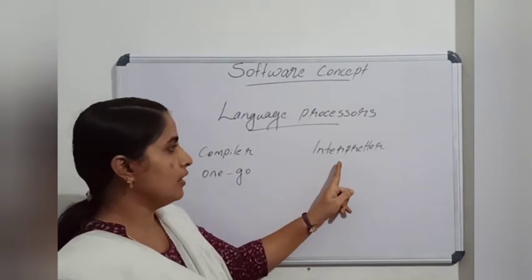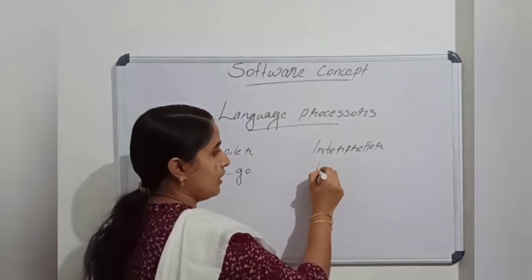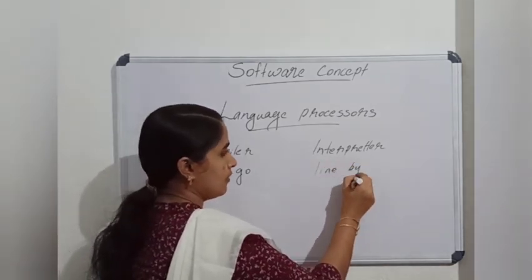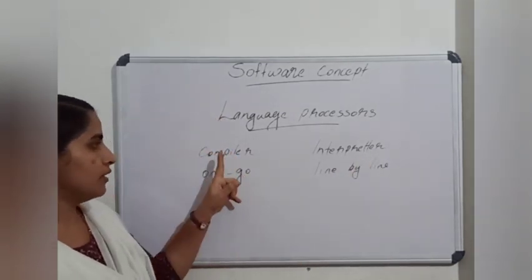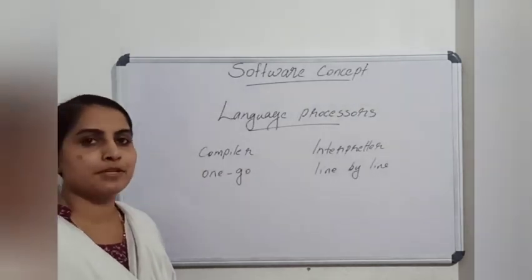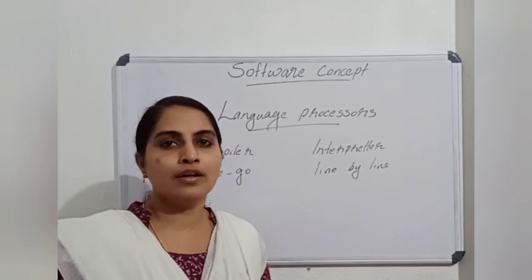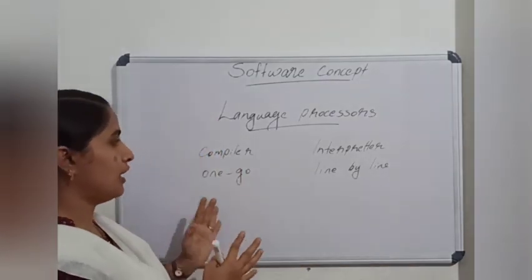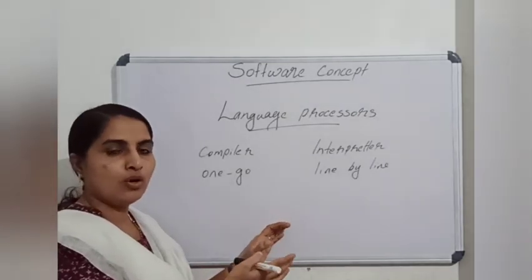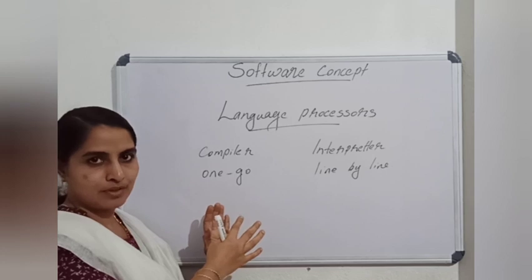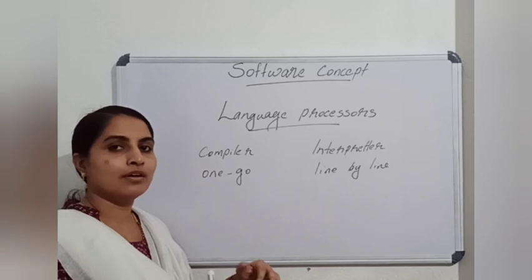An interpreter converts the high level language to machine language line by line. This is very important. For example, if you are writing in C++ programming language, we are using a compiler. If it is a 30-line code, the compiler will convert all the 30 lines to machine language, then only it reports the errors. If there is any error in your program, it reports the error at the end of conversion.